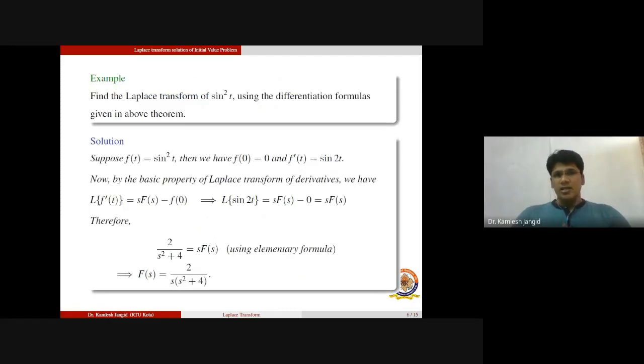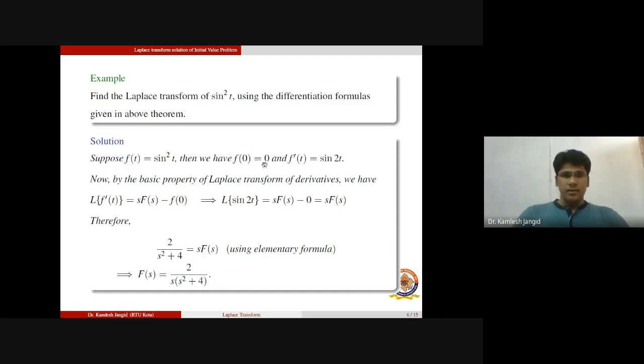So let us see an application of these two theorems. Find the Laplace transform of sin squared t using the differentiation formulas given in the above theorem. Let us consider the function f(t) equals sin squared t. We do not know the Laplace transform of this function, but if we differentiate it one time, we get the first derivative equals sin 2t, and we know the Laplace transform of sin 2t, which is 2 upon s squared plus 4, and the value of this function at the initial point 0 is 0.